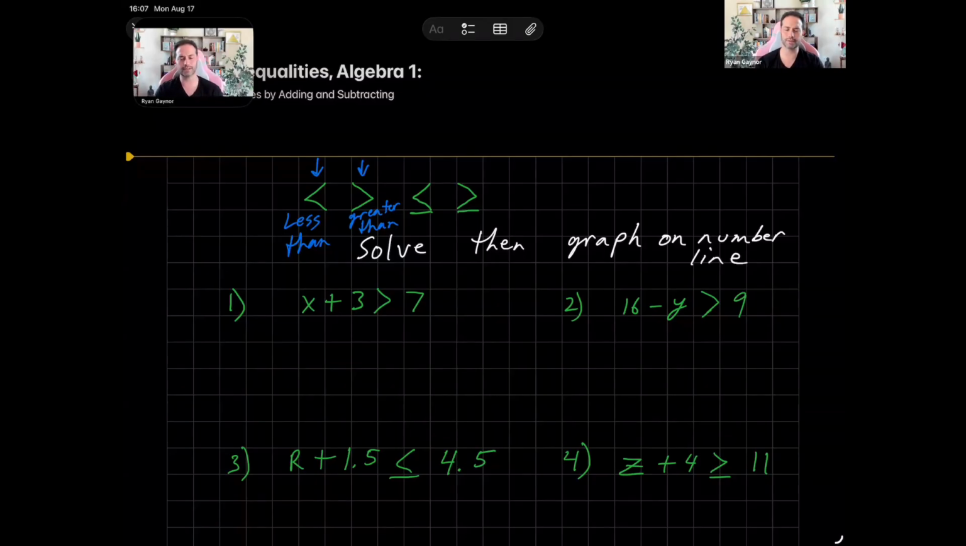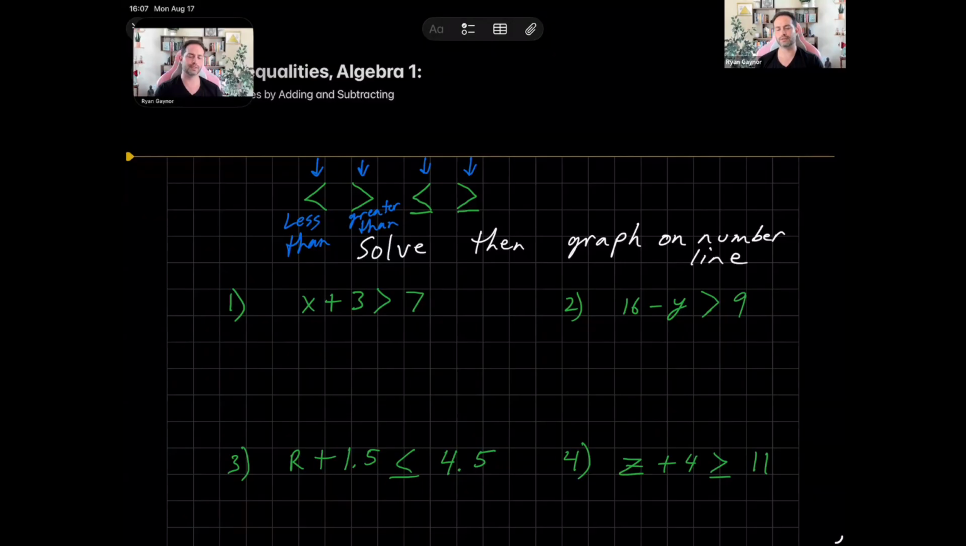All right, the very next one we have is less than or equal to. So you see how there's a line at the bottom, but just one line. So it's less than or equal to. And then the last one is, you guessed it, greater than or equal to.